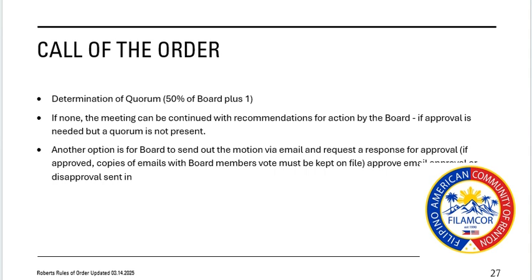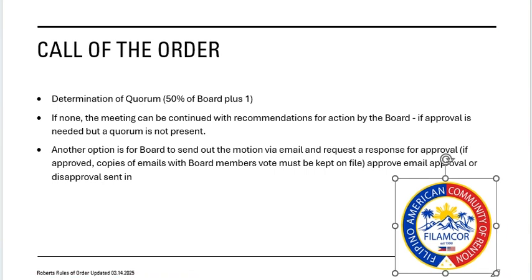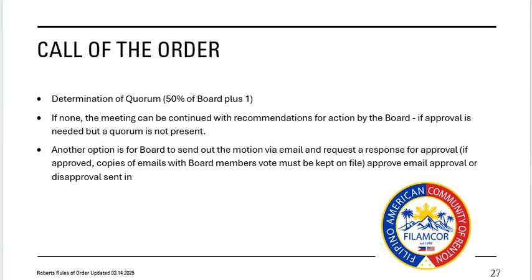Call to order. Determination of quorum: 50% of the board plus 1. If none, the meeting can be continued with recommendations for action by the board if approval is needed but a quorum is not present. Another option is for the board to send out the motion by email and request a response for approval. If approved, copies of emails with board members' votes must be kept on file. Approve email approval or disapproval sent in.